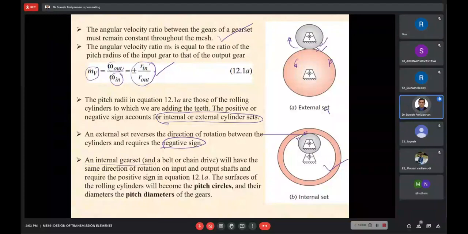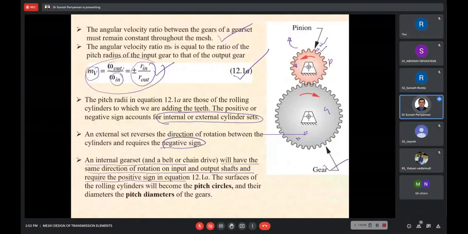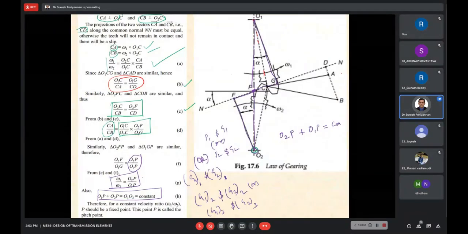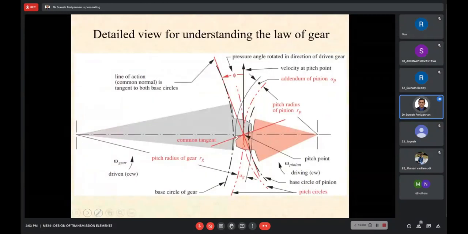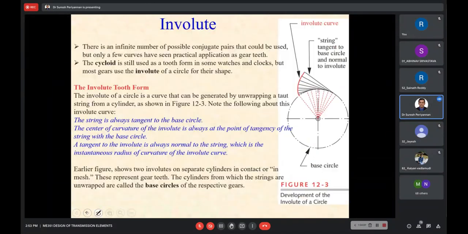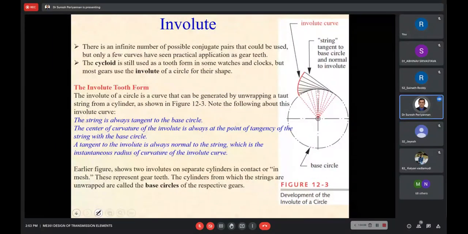The internal gear set has the same direction of rotation for the input and output shafts, and we consider the positive sign. This equation and this equation are both the same, omega 1 and omega 2, similar equations. That's all. The remaining things we will discuss tomorrow in the next class.